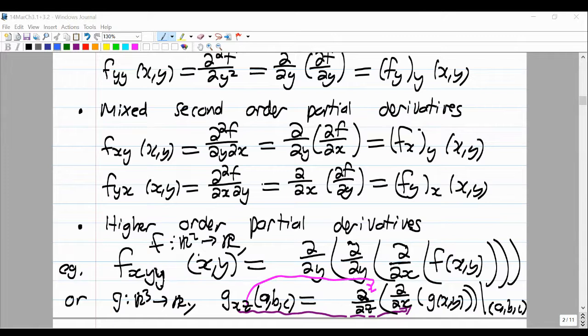The golden rule is read the problem. If they don't specify, you can do anything that works. Emphasis on works. But if the problem says you got to use definition, you got to use a limit.